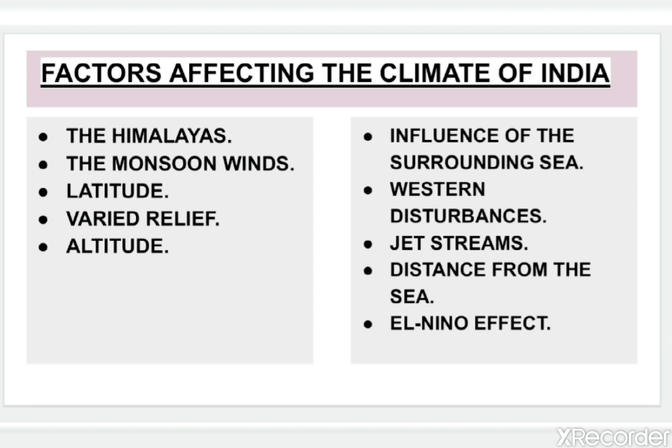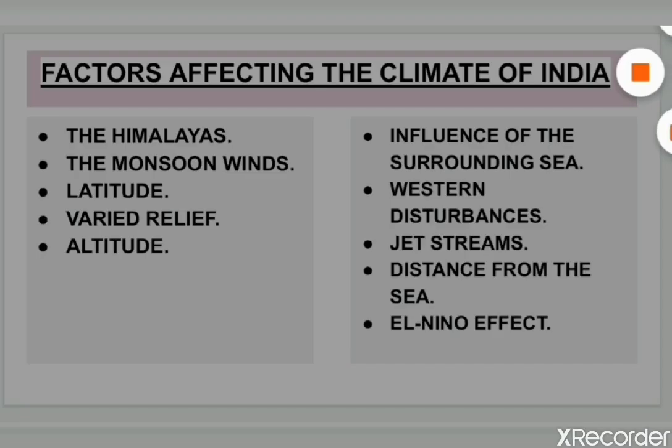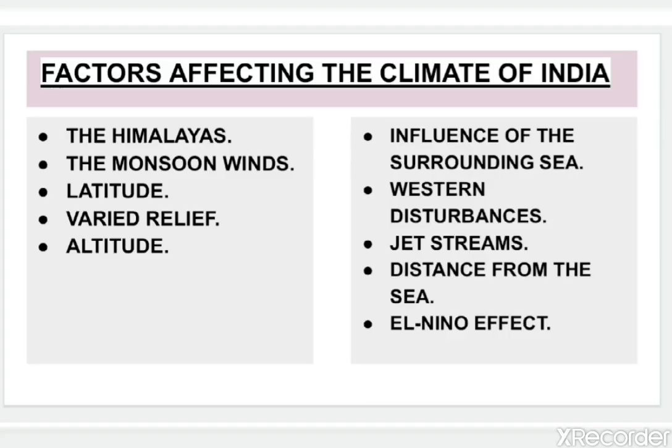Our next topic is the jet stream. So what is a jet stream? Jet streams are fast flowing air currents in the higher part of the atmosphere. These air currents determine the arrival and departure of monsoons. Okay, and these air currents develop in the upper layers, as I mentioned, the higher part of the atmosphere.